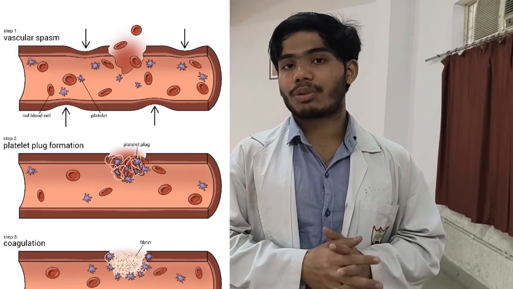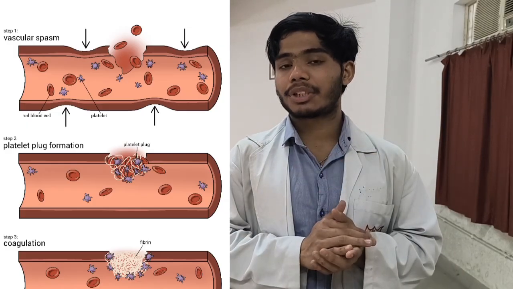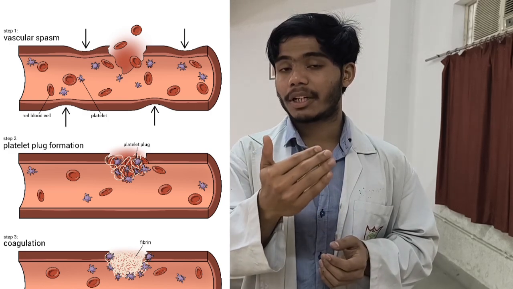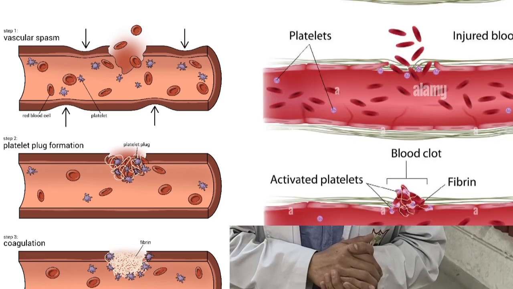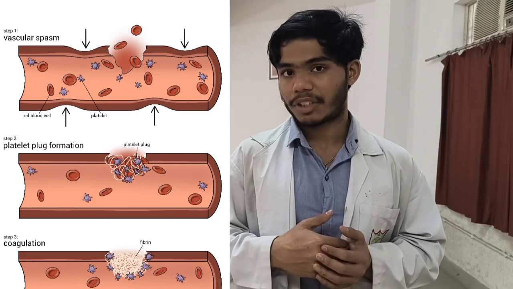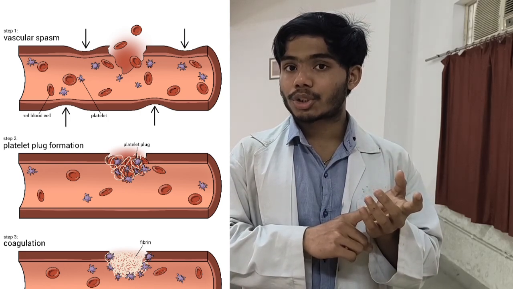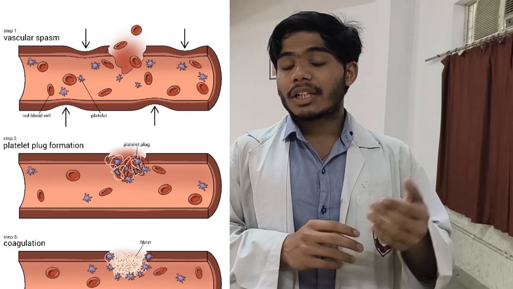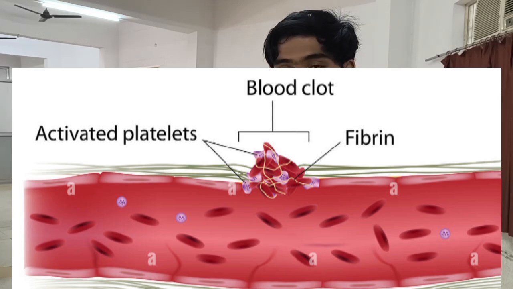Now friends, see this diagram. You can relate that when any cut injury is done, bleeding occurs. But after the bleeding, blood clot formation is done, and due to this blood clot formation, further bleeding is prevented. So therefore blood clot is responsible for stopping bleeding. Now again see this diagram. You can relate that this blood clot is formed by platelets.